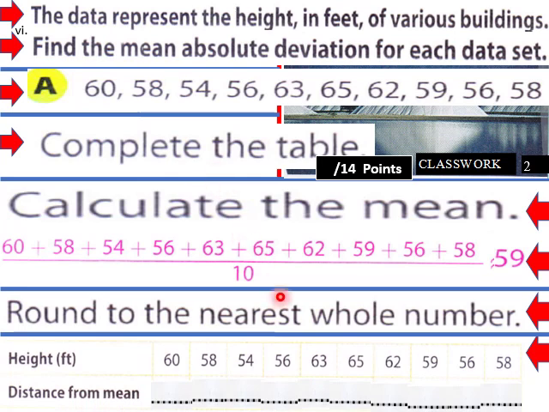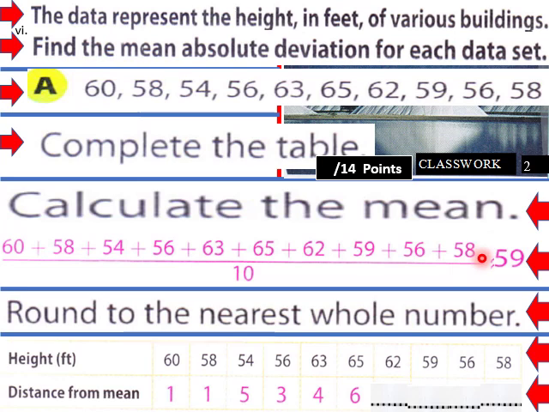Complete the table. So now we're going to get a table here. We have height. Here are our heights again: 60, 58, 54, 56, 63, 65, 62, 59, 56, and 58. And then the distance from the mean. Here's our mean here. So how far is 60 away from the mean? This is 1 away. 58 is 1 away. 54 is 5 away. 56 is 3 away. 63 is 4 away from the mean, which is 59.